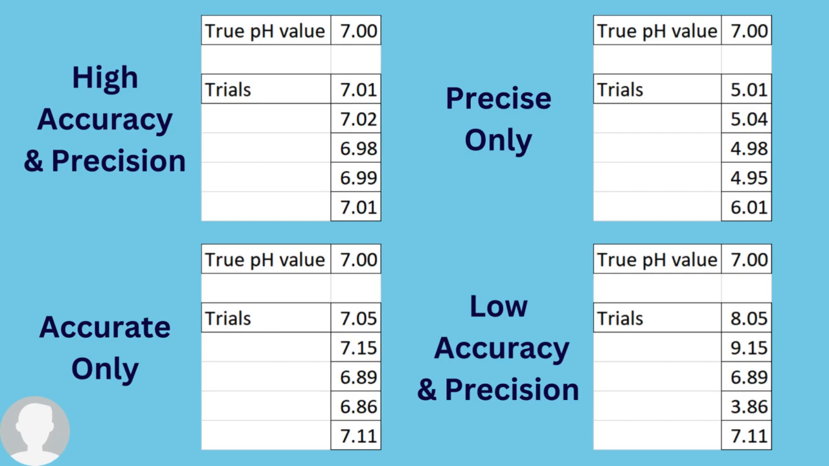Here are the different tests of pH values with the true value being pH 7. In high accuracy and precision, the values are near to each other and close to the true value, while in the precise-only trials, the pH values are near to each other but far from the true value. In the accurate-only trials, the pH values are near to the true value but far from each other. And lastly, in low accuracy and low precision, the pH values are not only far from each other but also nowhere near the true value.